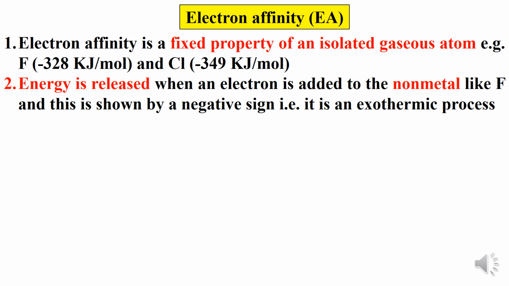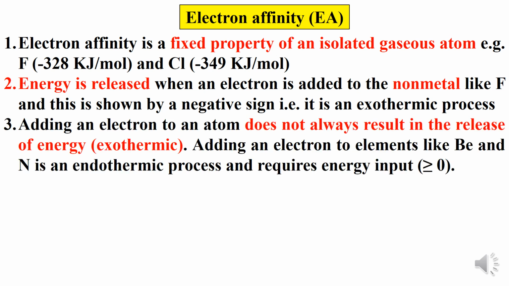So energy is released when an electron is added to a non-metal like fluorine, and this is shown by a negative sign. That is an exothermic process, which I just explained. But it is not necessary that it always has to be an exothermic process. When an electron is added to an atom, it could go either way. Either it can be an exothermic process or an endothermic process.